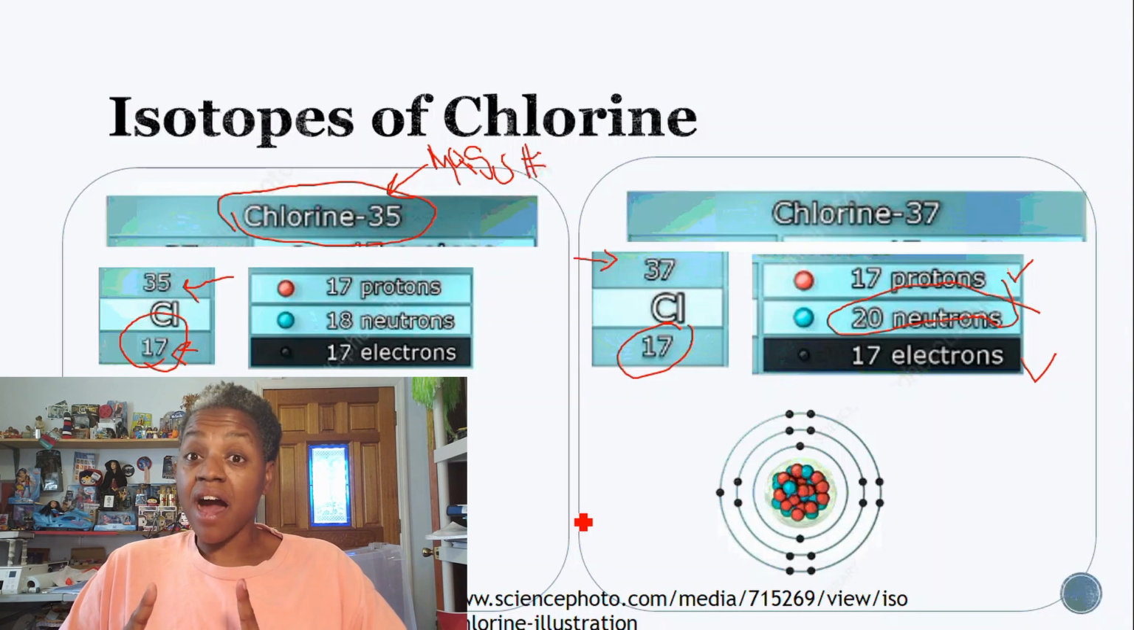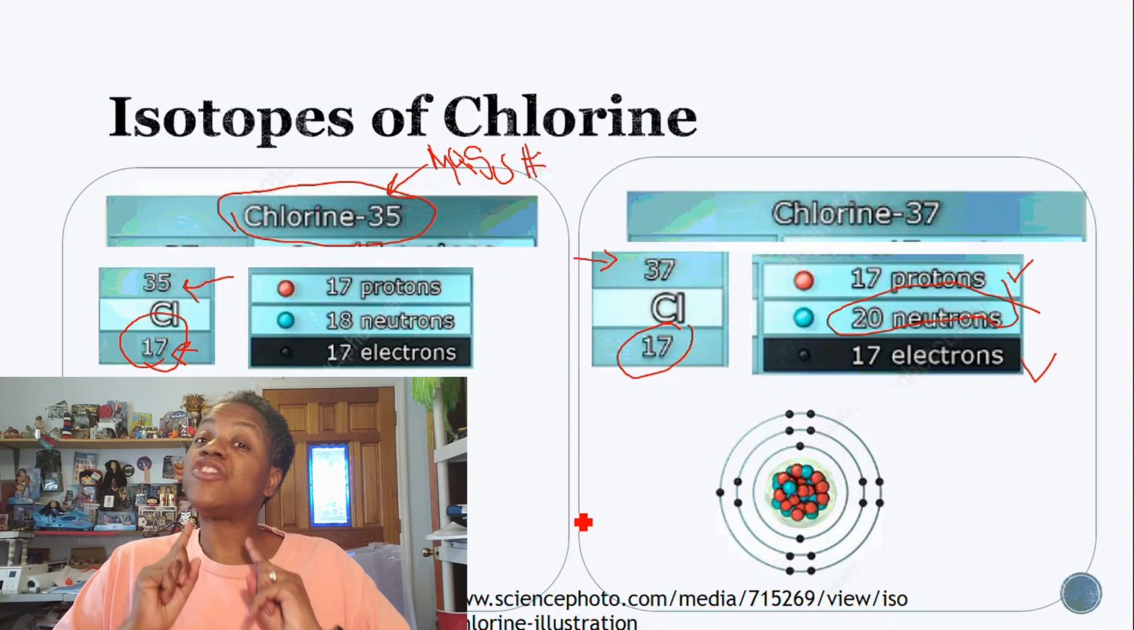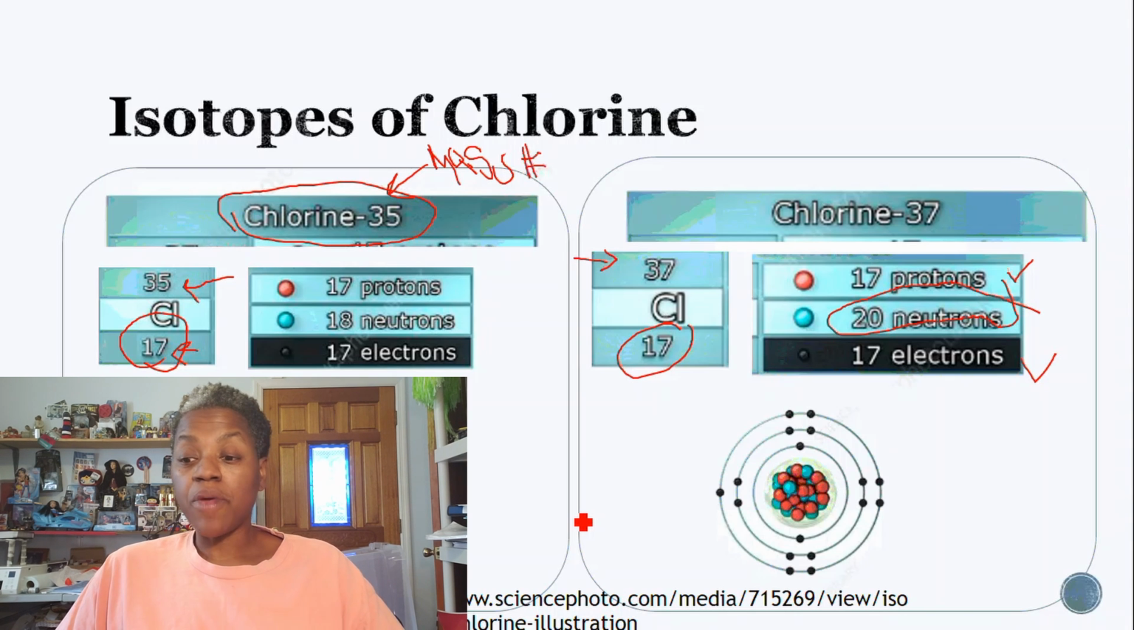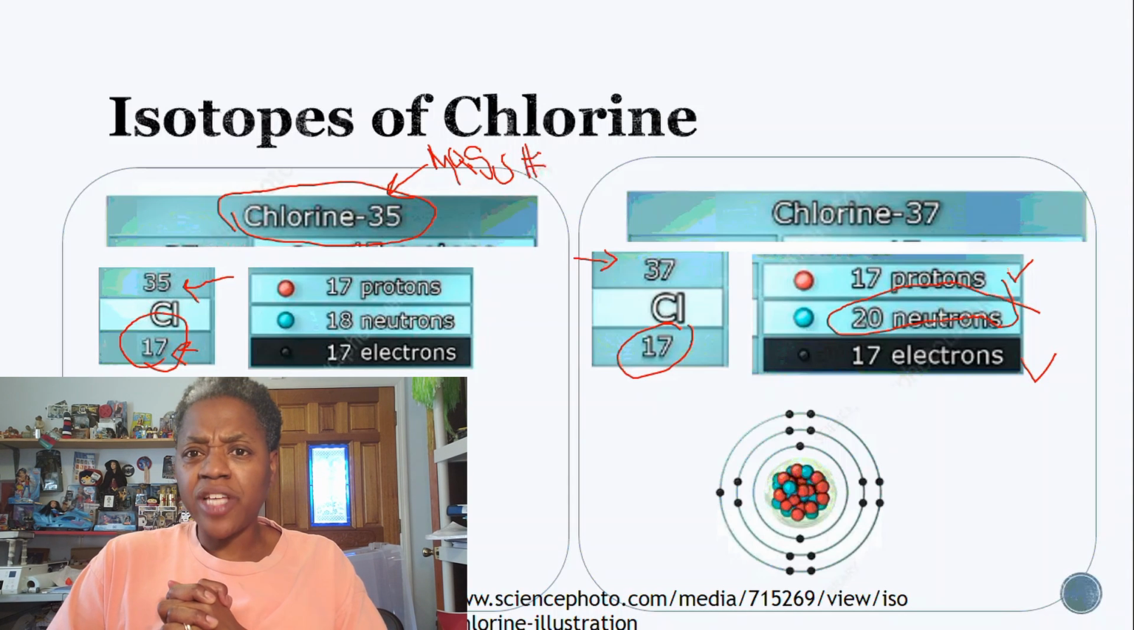Atom versus ion is charge, protons and electrons. Isotope versus isotope is nucleus, protons and neutrons. We're comparing the number of neutrons. Ions, electrons, isotopes, neutrons. All right, so let's dissect this nuclear isotope notation a little bit.